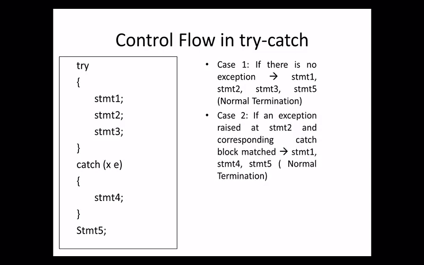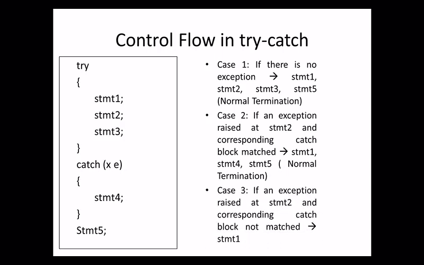Next case: if an exception arises at statement number 3 and the corresponding catch block is also available, the flow of execution is statement 1, statement 2, then statement 4 and then statement 5, and it is called normal termination. Now again, if an exception arises at statement number 2 but the corresponding catch block is not available.